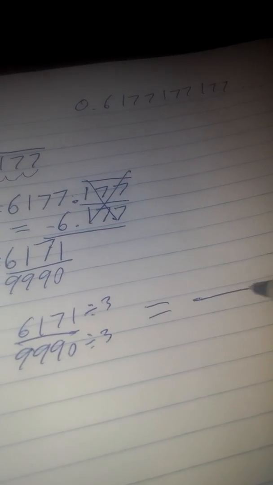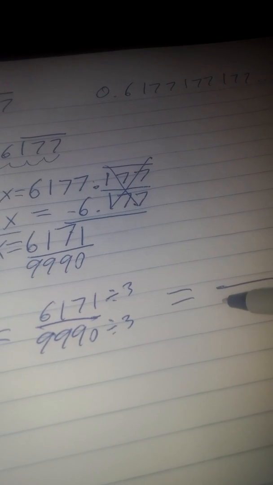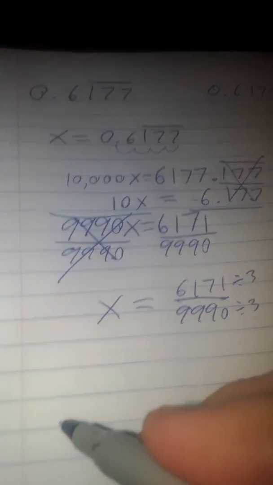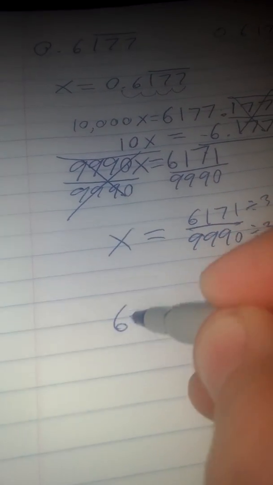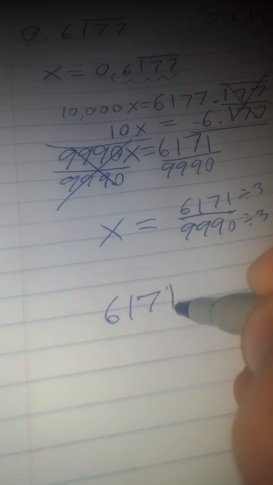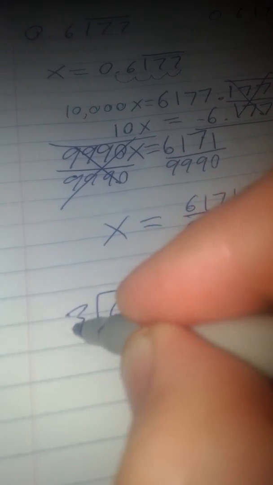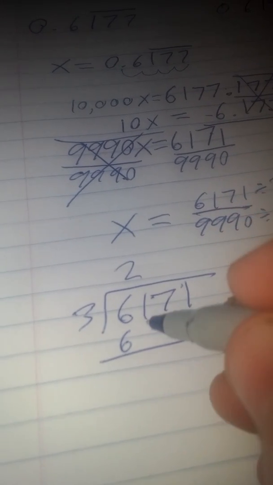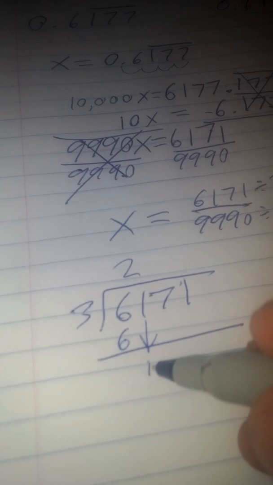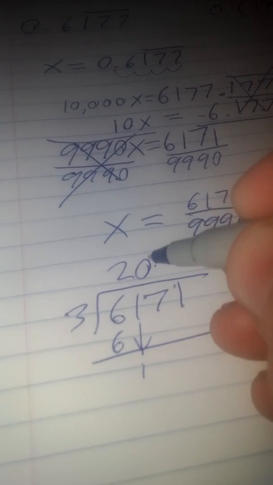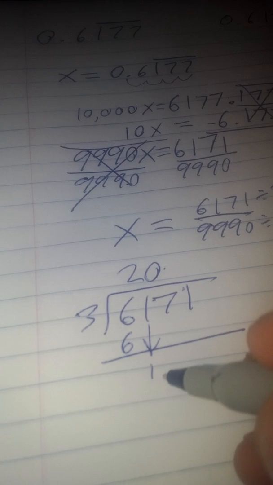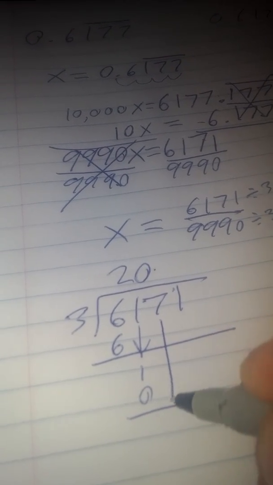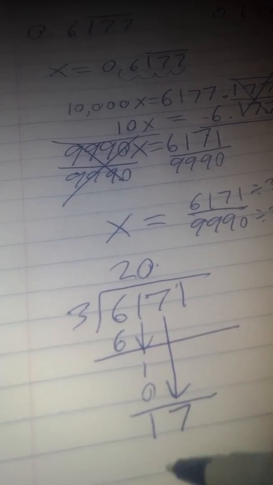Now the bottom is pretty simple to do. 9,990 divided by 3 is 3,330. I'm going to get some long division out for the top part, though. 6,171 divided by 3. Okay, 3 goes into 6, nice and tidy, 2 times. So that's a 6. Bring down the 1. 3 goes into 1, no times. Put that up there right above the 1 so I keep track of my place value. Bring down my 7. So that's 17.